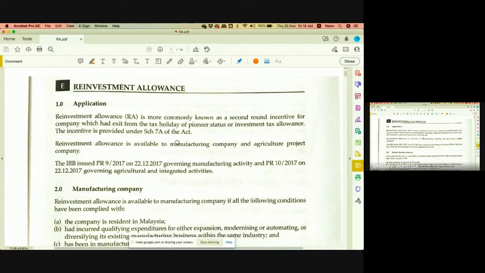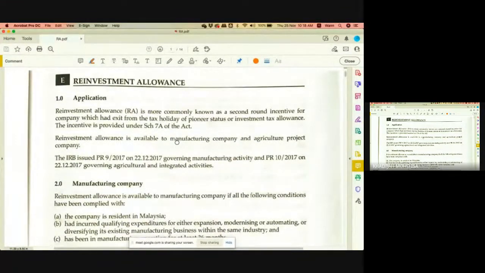It's commonly known as a second round incentive for a company which has exceeded the tax holiday of pioneer status or investment tax allowance. And this incentive is provided under Schedule 7A of the Act. So remember that previously the company applies for pioneer status, or you can apply for investment tax allowance. So the tax relief period is 5 years. Once you have finished your TRP, then you can apply for reinvestment allowance. That's why it's known as a second round incentive.